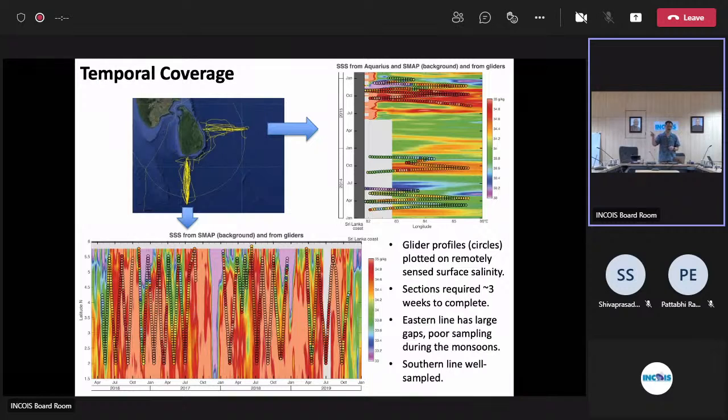So you can see the glider going back and forth from the coast of Sri Lanka offshore. And the dots are colored by salinity, so you can more or less see the correspondence between what the glider thinks the sea surface salinity is and what the satellite thought the sea surface salinity was.